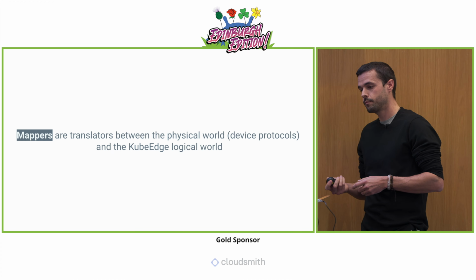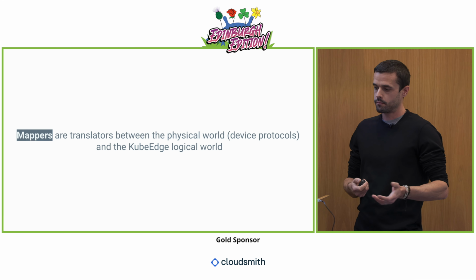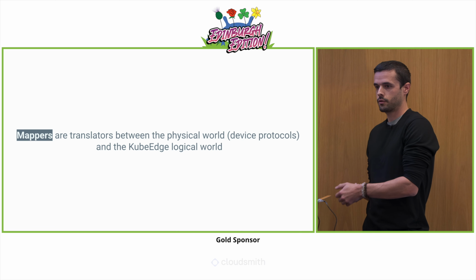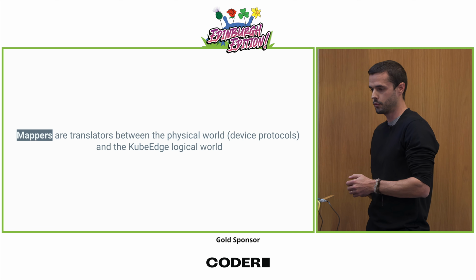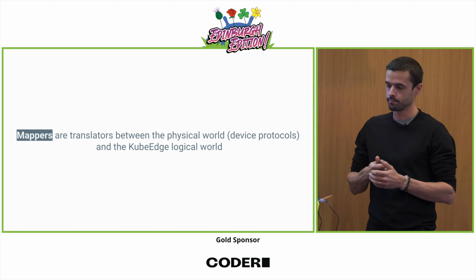That's what they call them. Sorry. However, KubeEdge calls them mappers because they map a protocol to something that KubeEdge would likely understand. And we can visualize this a bit more clearly on screen here.